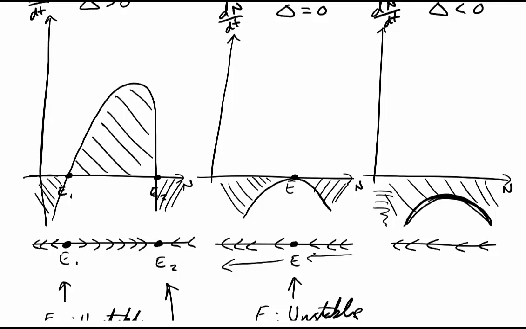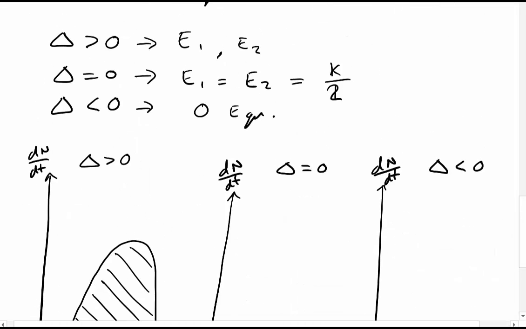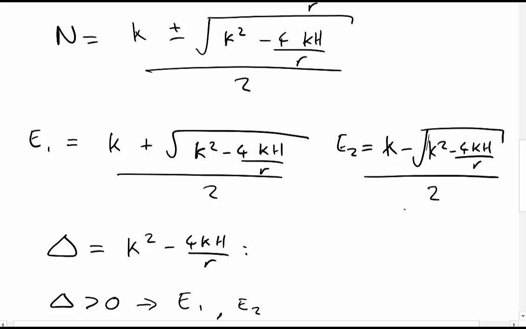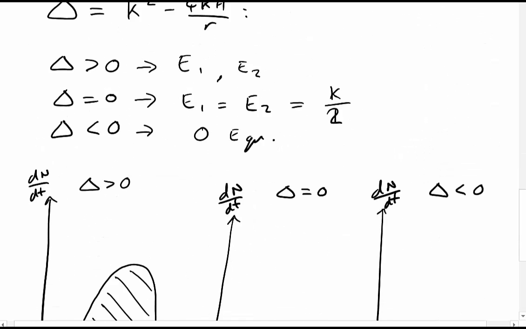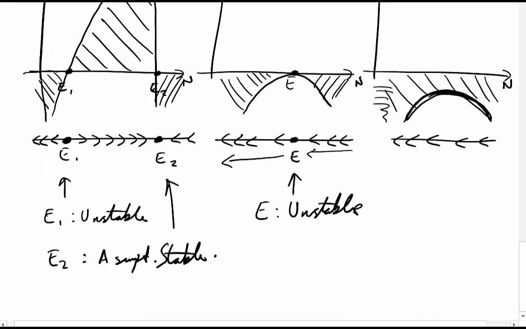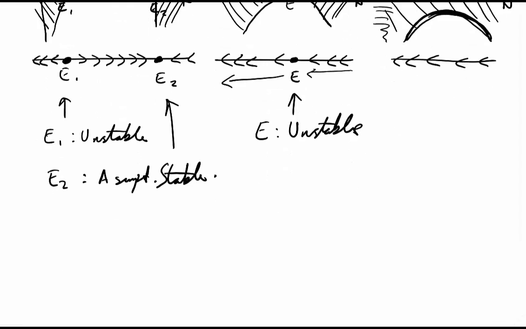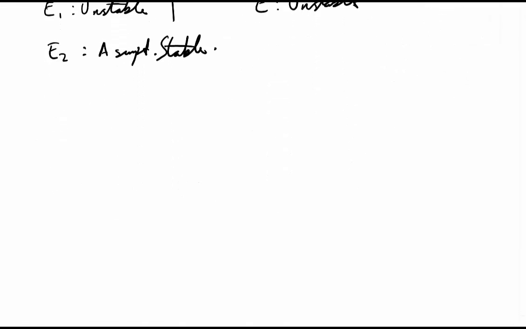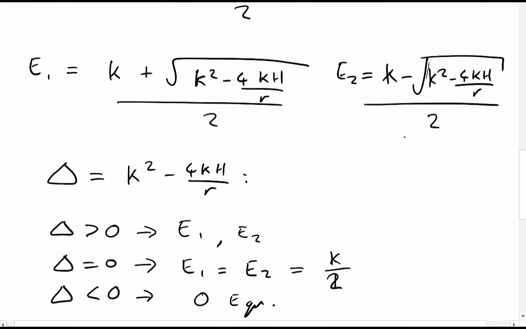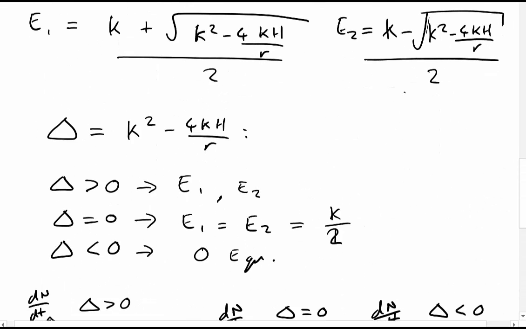If the discriminant, k squared minus 4kh on r, is always less than 0, then we're always driven to extinction. In other words, our harvesting term is too high. Okay, so let's try and interpret this in terms of our harvesting example. What was our discriminant? Our discriminant was k squared minus 4kh upon r.